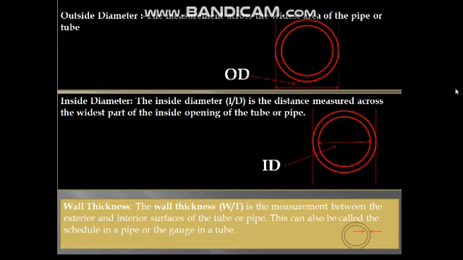Outside diameter is the measurement across the widest area of the tube, whereas inside diameter is the distance measured across the widest part of inside opening of the tube. Wall thickness is the measurement between exterior and interior surface of the tube. Wall thickness is called as schedule in case of a pipe, whereas it is also called as gauge in case of tube.